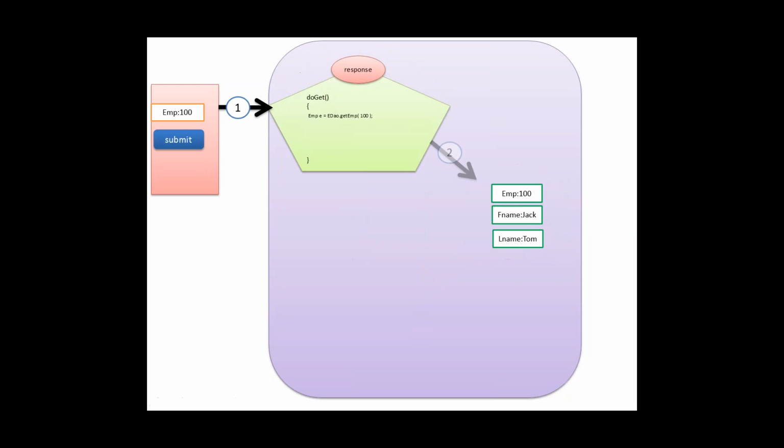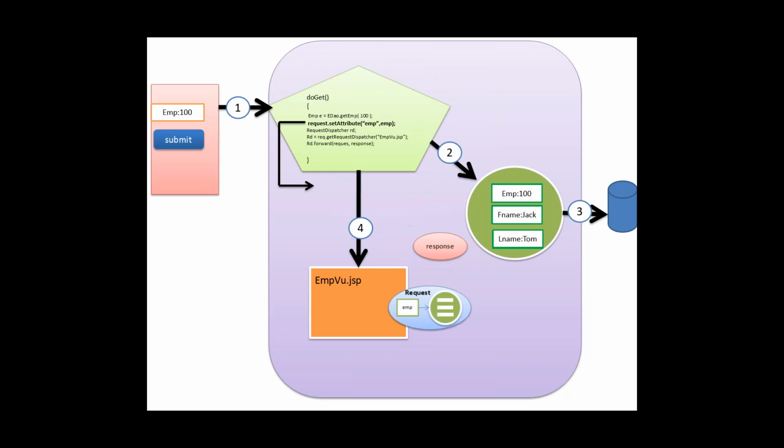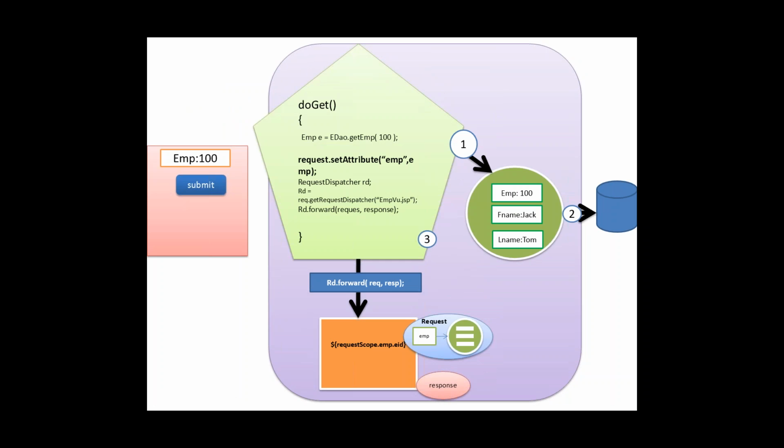The working is this. Get connected, retrieve the data, store it in the request scope, and then call the request dispatcher. It will pass the control to this, and then your EMP view will access employee ID, F name, and then the L name. Clear with this?